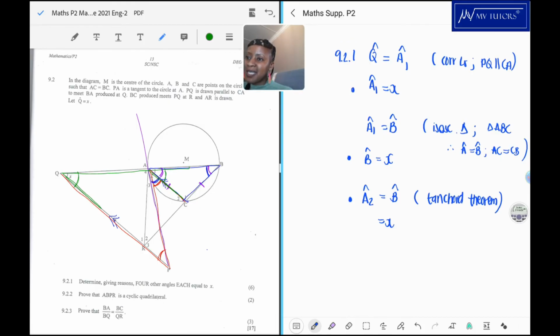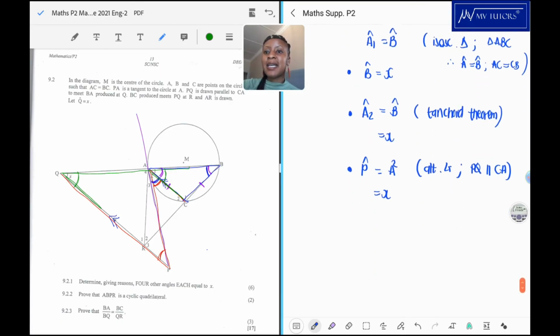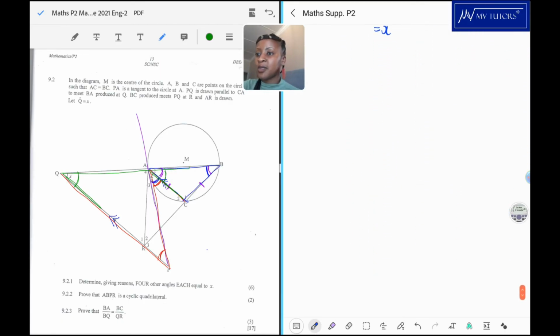And then lastly, A2 is equal to P, or I should say P is equal to A2. Why? Alternating angles, where PQ is parallel to CA. We see that A2 is equal to P. So P is equal to X. And there we go, guys. 6 marks. We are done. We have 4 of them, so that's great.